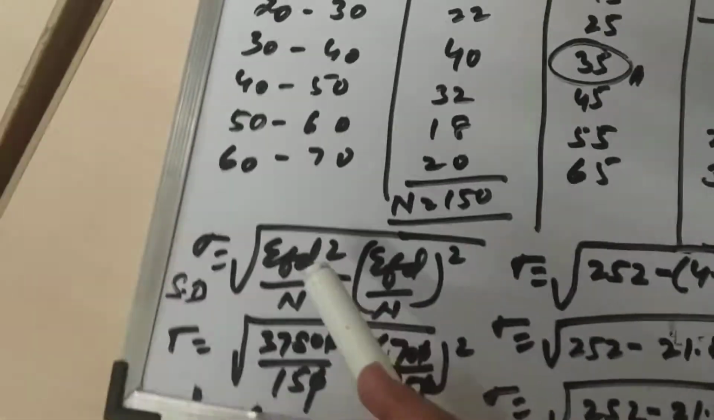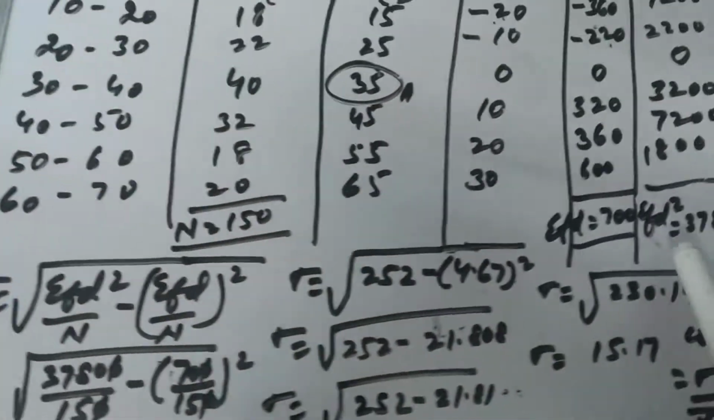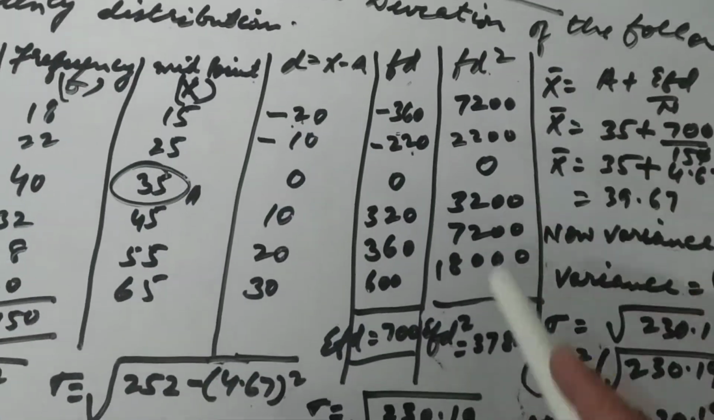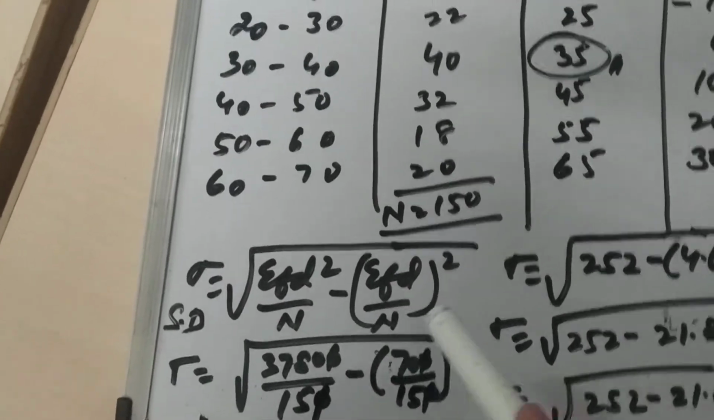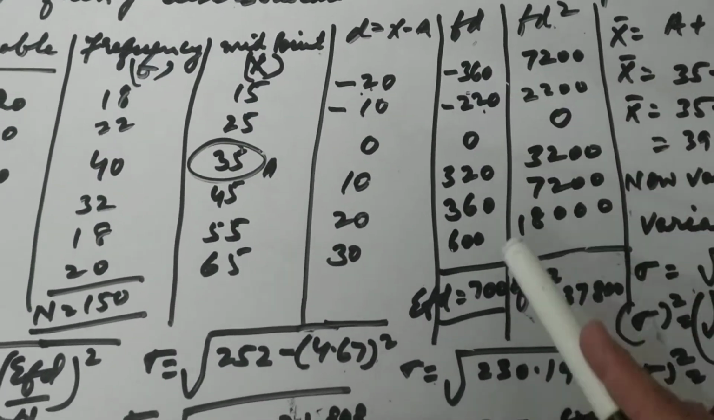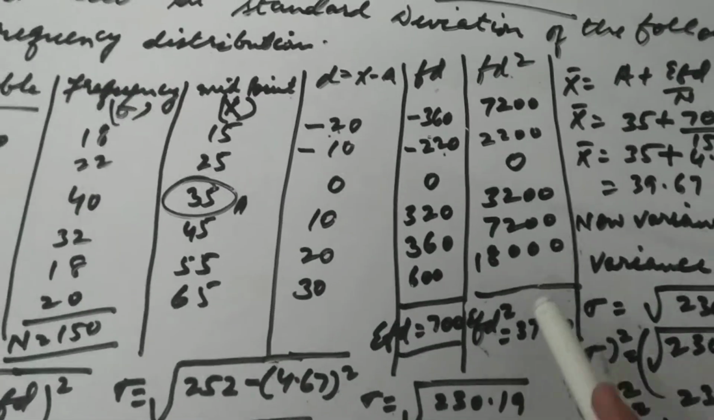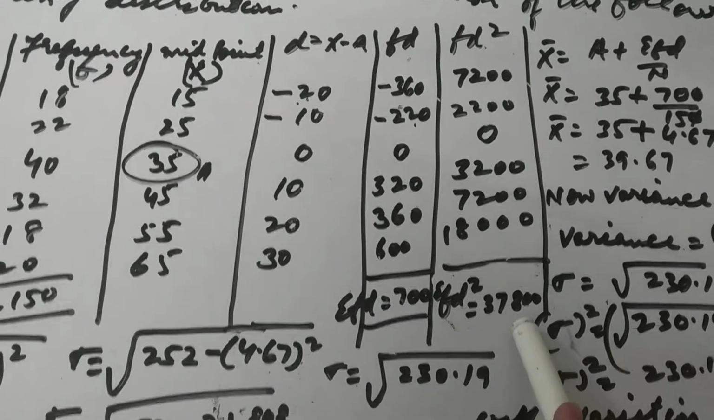Now according to the formula you can see that you need to have sigma of FD square. So this is your FD square and its sigma, you need to have that. And you need to have sigma of FD. So once we do the calculations, we get sigma of FD comes out to be 700, whereas sigma of FD square comes out to be 37,800.